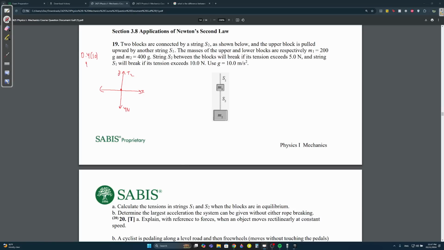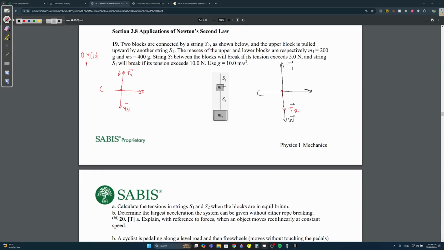X-axis, y-axis, vector symbol. This one here is block 1, and this is block 2. You now have S2 pulling M1 down, and let's call it T2. So we draw that it's being pulled down by T2, and it's also being pulled down by the weight. It's called weight 1 because it's object 1. It's being pulled up by string 1, so it's called T1.